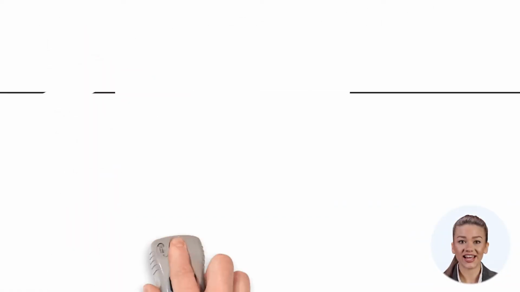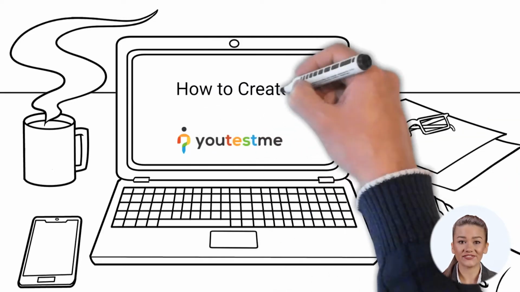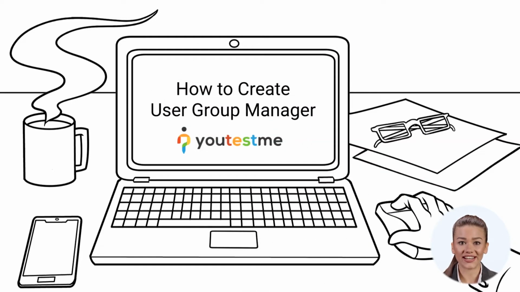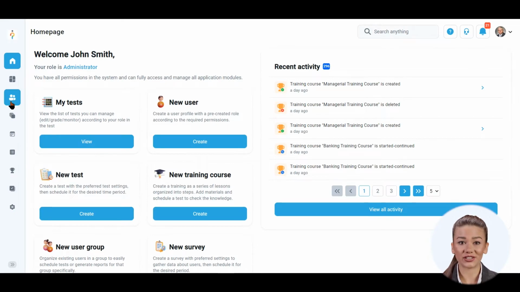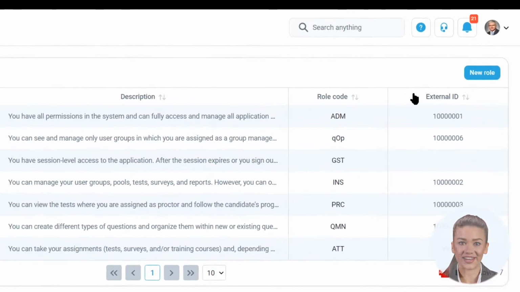This video explains how to create the user group manager using permissions to perform the actions selected for the specific role. To create any new security role, navigate to Users and select Roles and Permissions. Click the New Role button.